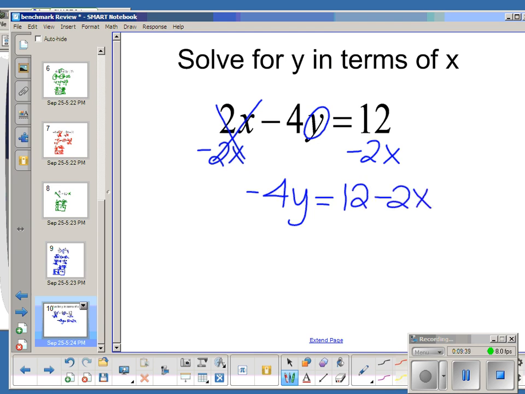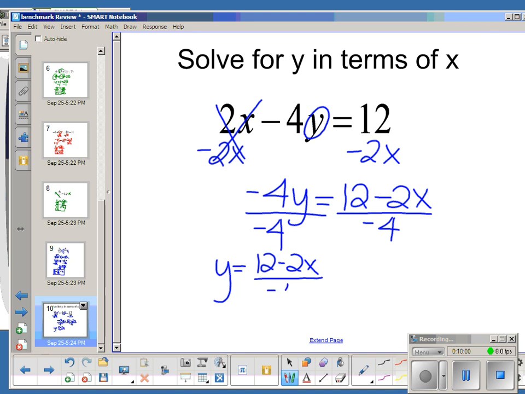Now I cannot combine 12 and 2x because this one's a number and the other one, 2x, is a variable. Now I'm really close to having y by itself, but I still have a negative 4 multiplication. The opposite is to divide by negative 4. So I'm left with y equals 12 minus 2x divided by negative 4.